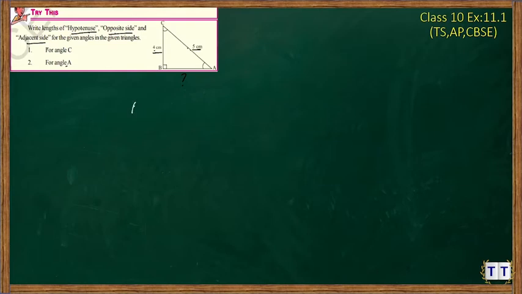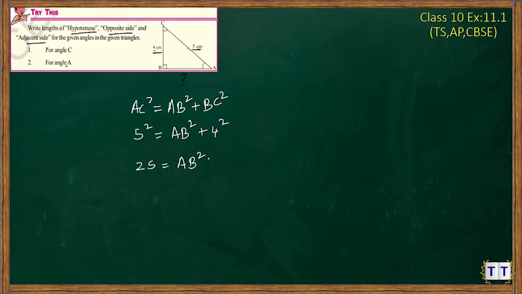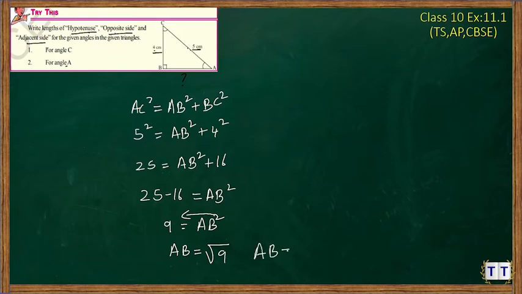So what is Pythagoras theorem? Hypotenuse square is equal to AB square plus BC square. So AC square, 5 square, is equal to AB square plus BC square. AB is not given, so we'll write AB as it is, and BC is given as 4, so 4 square. This will be 25 equals AB square plus 16, so 25 minus 16 equals AB square. 25 minus 16 is 9, so AB square is 9. Sending the square root to this side, AB is root of 9. It is a perfect square, so this will be 3. So we got AB as 3.